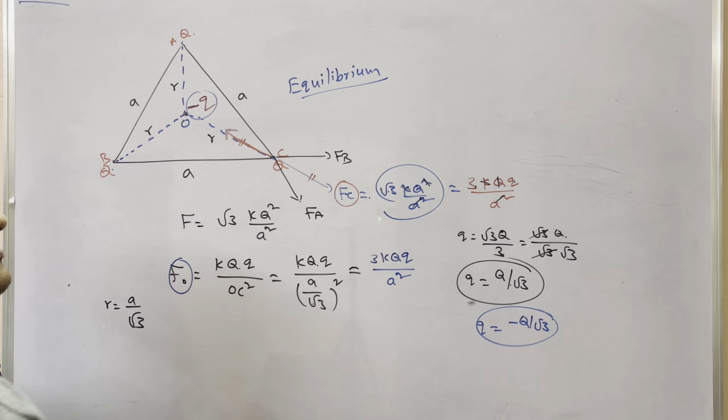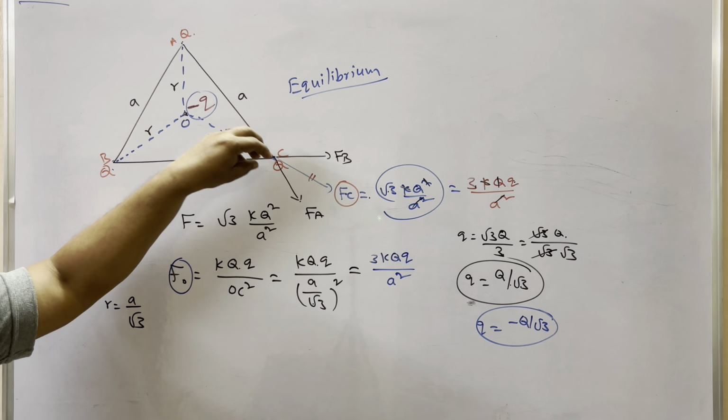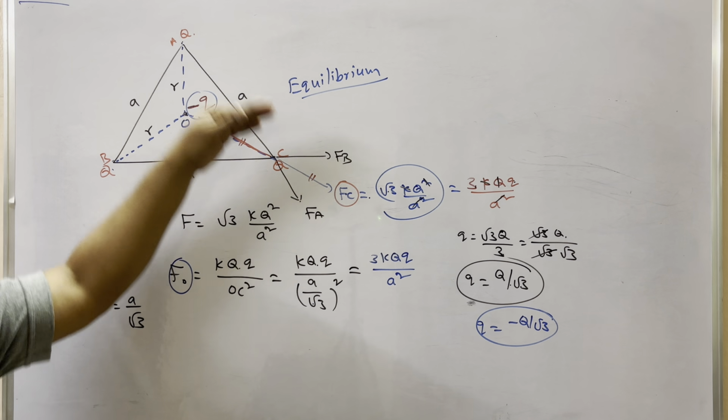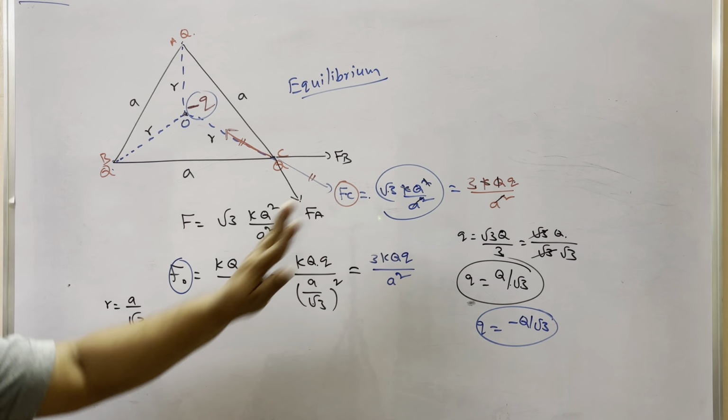Find how much charge should be placed at the center of the triangle to get the equilibrium position at any one of the corners. The resultant force at any one of the corners will become 0 if you place how much charge. Like this we have to do.